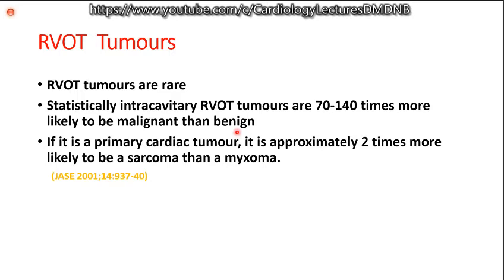If it is a primary cardiac tumor, it is approximately 2 times more likely to be sarcoma than a myxoma. So a myxoma can occur, but it's less likely compared to sarcoma; it is almost 2 times more likely to be a sarcoma rather than a myxoma. Of course, echocardiography can differentiate, and behavior pattern can also help to differentiate.